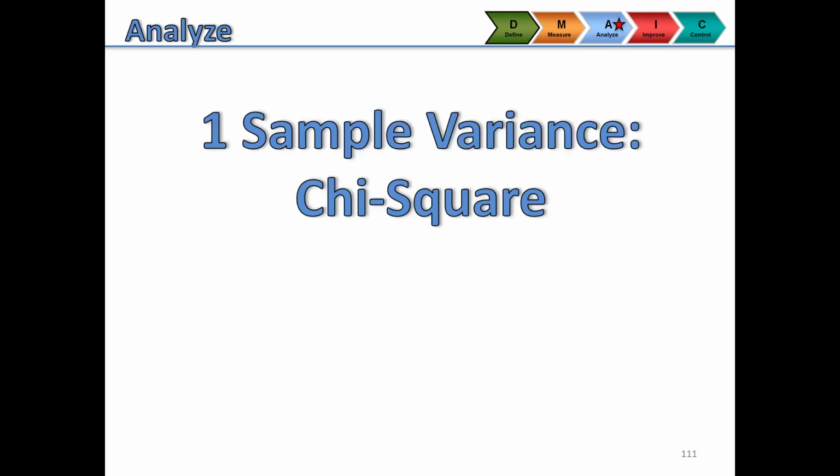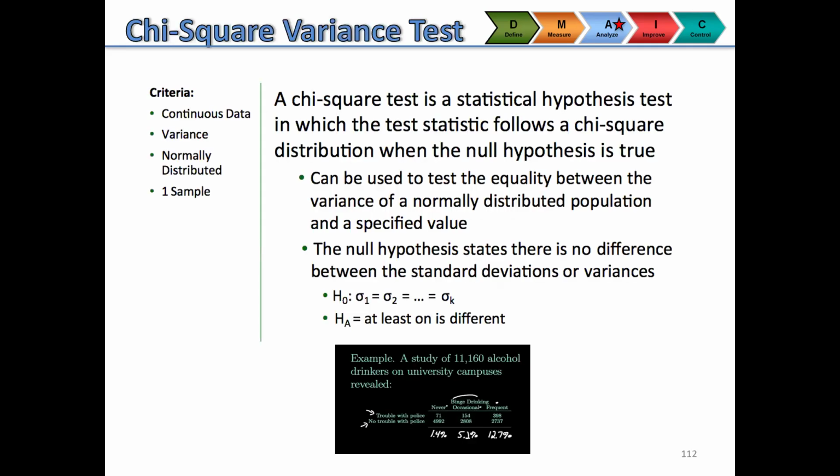Chi-square. Chi-square is a statistical hypothesis test in which the test statistic follows a chi-square distribution when the null hypothesis is true. The example I'm using here is, let's say I got a study of 11,160 alcohol drinkers on university campuses. And I want to find out if A, are they binge drinkers? And two, if they are, do they seem to have trouble with the police?